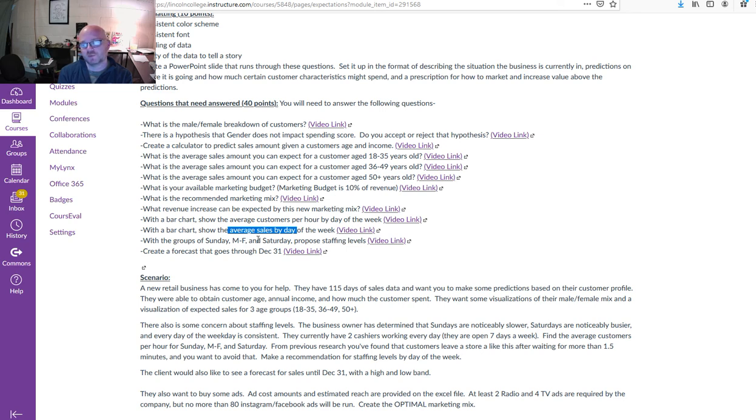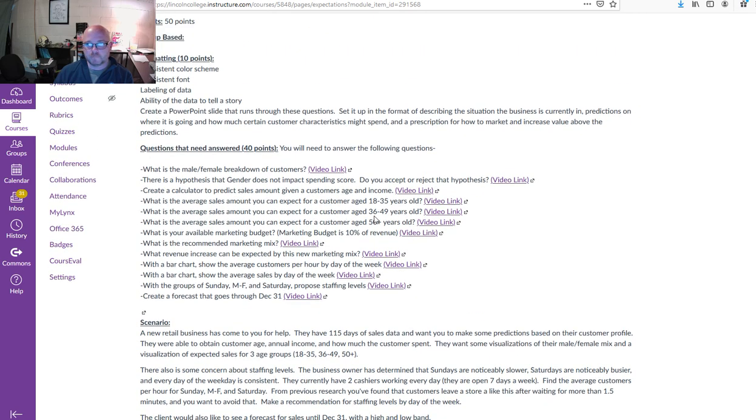Even though I lectured on that as predictive modeling, because it's trying to predict wait times, for the project we're going to use it as a prescriptive model, because you're actually prescribing a recommendation for the company. And then there's a forecast that goes through August 1st, not December 31st, so I'm going to update that. So you can get cracking on that now.